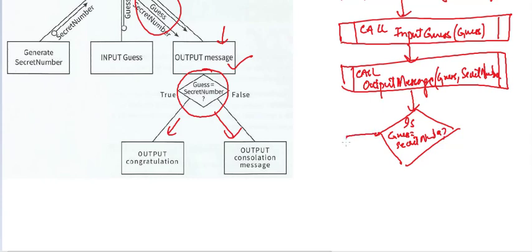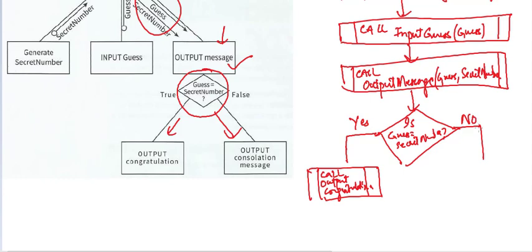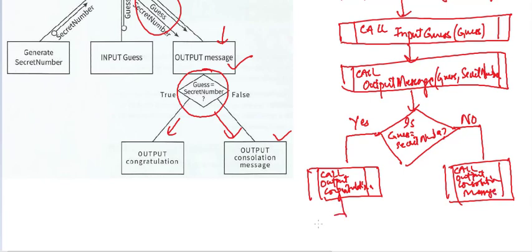That's the question we are asking, and if the answer is yes, then we are going to call this module, call output congratulations. This is the name of the module. And if the answer is no, then we are going to place a call to this module, output consolation message. So that's the procedure we are calling, and after this the program ends. So hopefully you understand how to draw a flowchart from a structure chart.